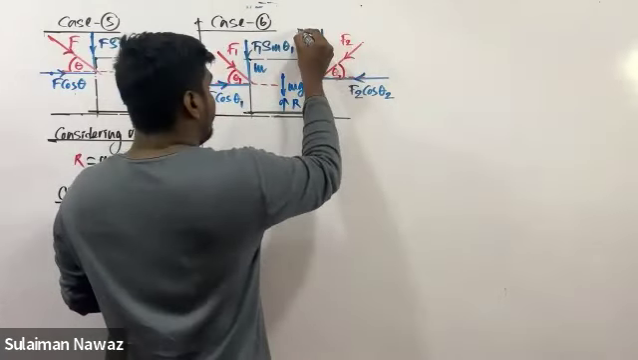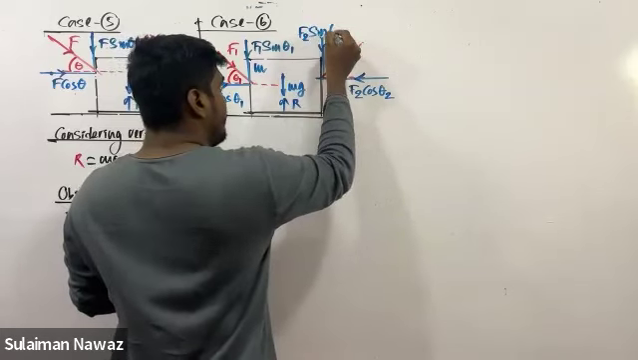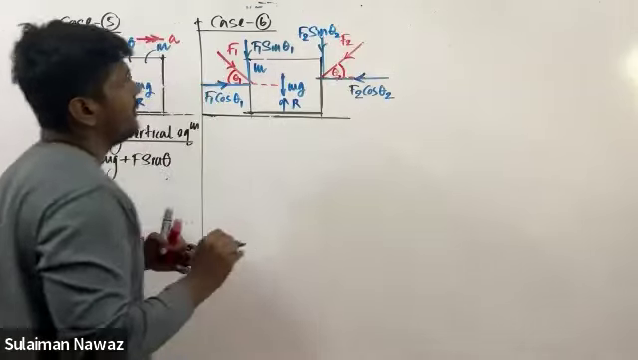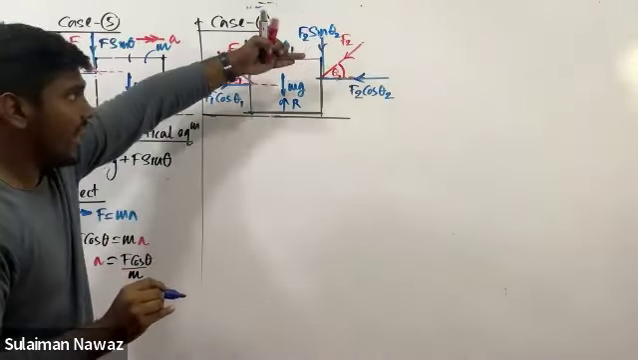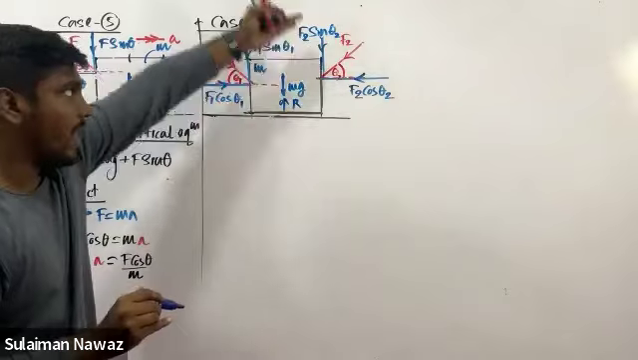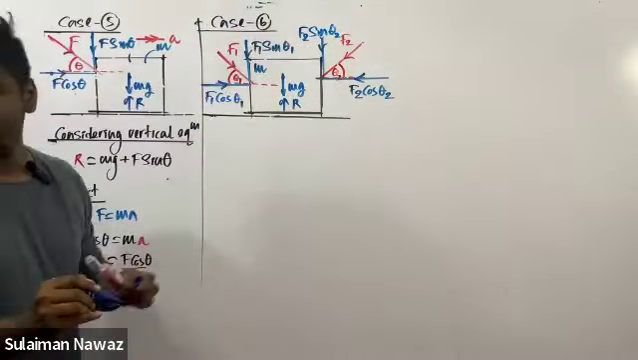Okay, F2 sin theta 2. I think you can remember vector resolution. I don't need to explain why this becomes F2 cos theta 2 and why it is sin theta 2. I explained it in the vector section.